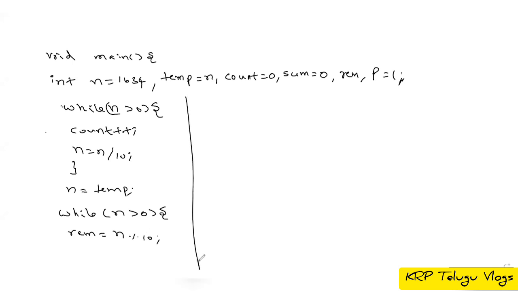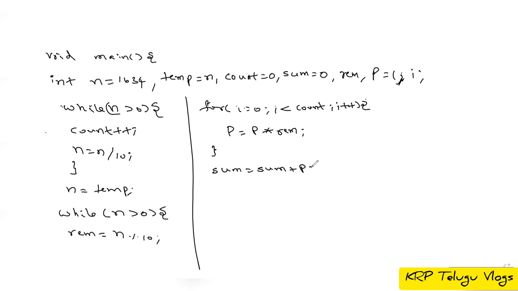Now here I will take index i. For i is equal to 0, i less than count, i plus plus, power value p is equal to p into remainder. Very good. So this is what we do. After completion of this, sum is equal to sum plus p. Every time the power value we are adding to the sum.